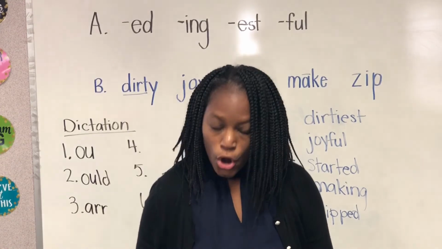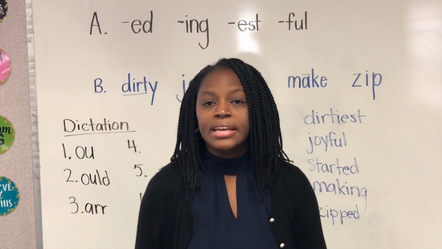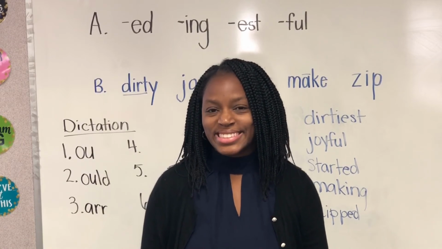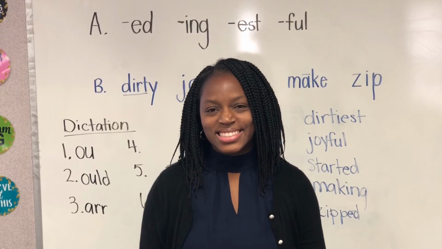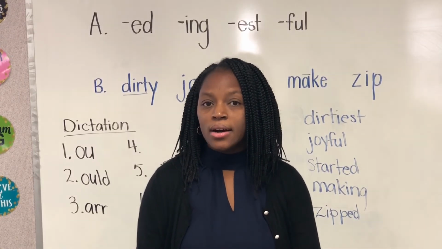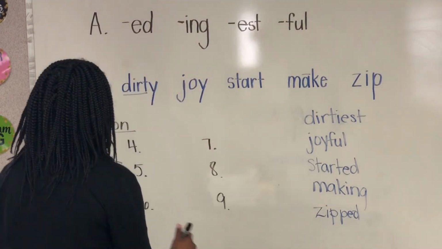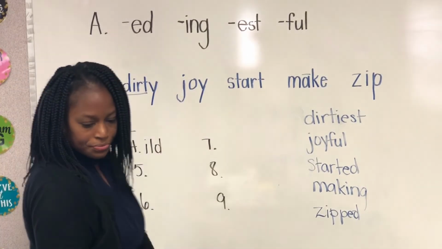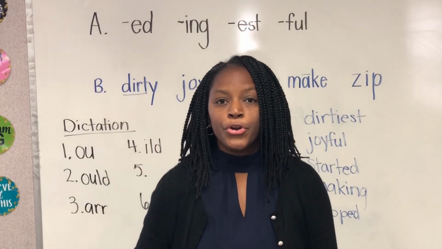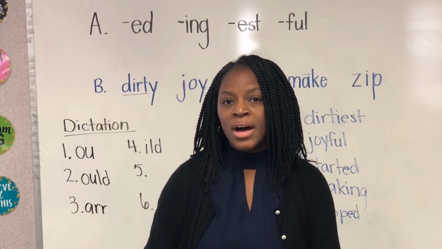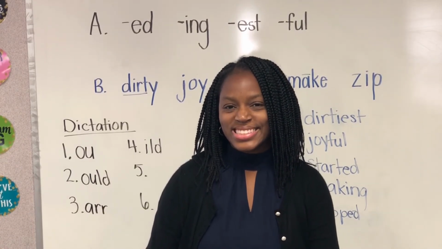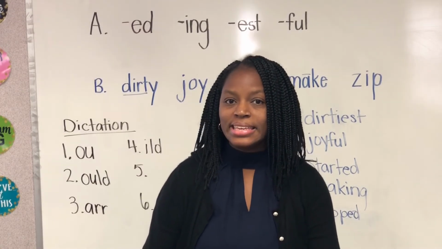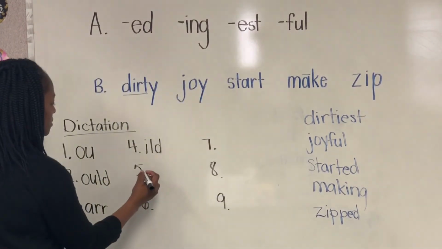Number 4. Write the special sound ild in child. Ild in child is spelled I-L-D. Number 5. Write the word melt. Melt is spelled M-E-L-T. Melt.